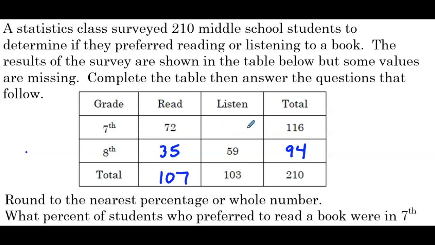And we can find this missing value in two ways. We'd either add down the column or add across the row. Doesn't matter. So let's go 72 plus something has to be 116. So we can do 116 minus 72. So that would be 44.